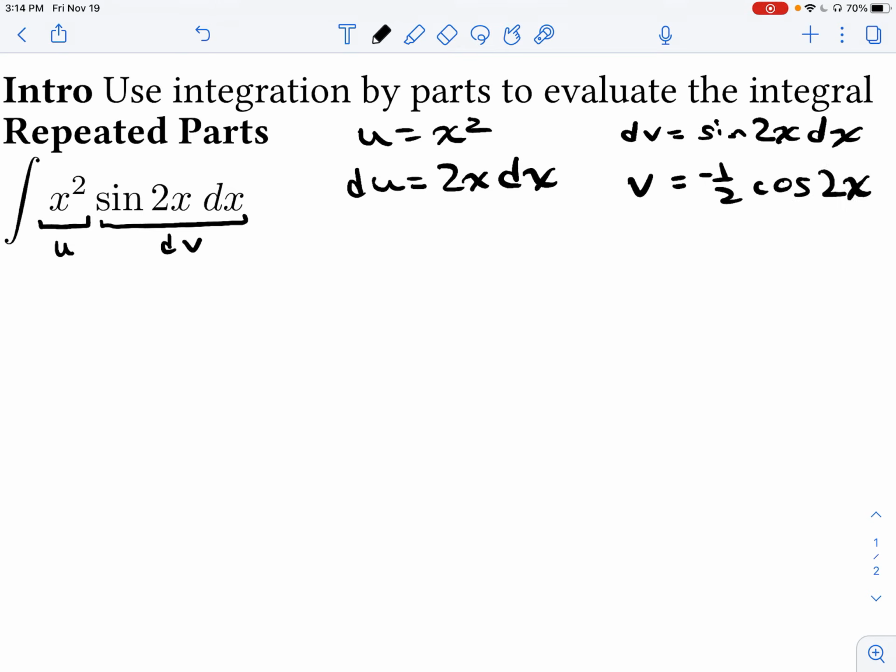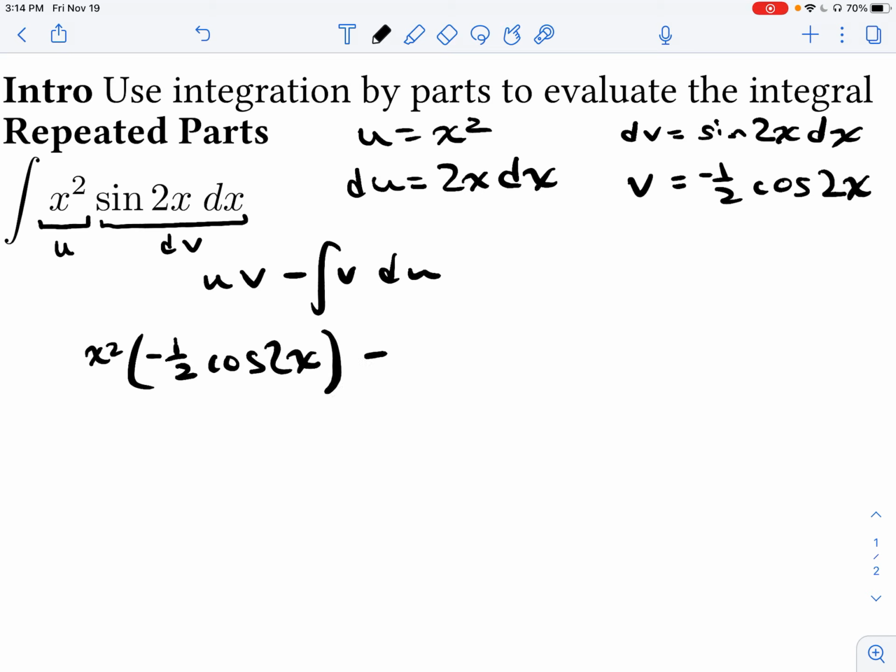So using the formula, the integral of u dv equals uv minus the integral of v du, we would say u times v, so x squared times negative 1/2 cosine of 2x, minus the integral of v times du. So that would be 2x dx. Okay, and I could actually put parentheses around the 2x just to make this a little less confusing. All right, so we have that here.